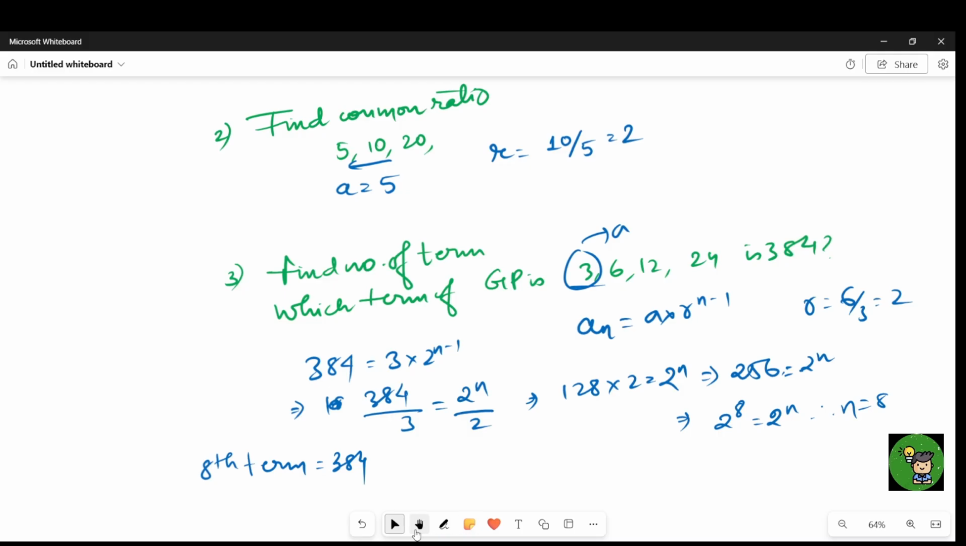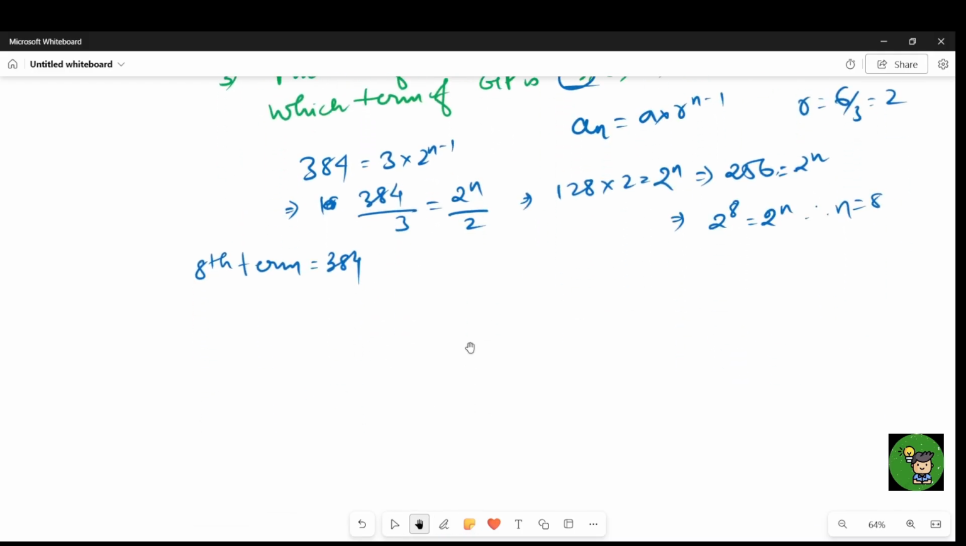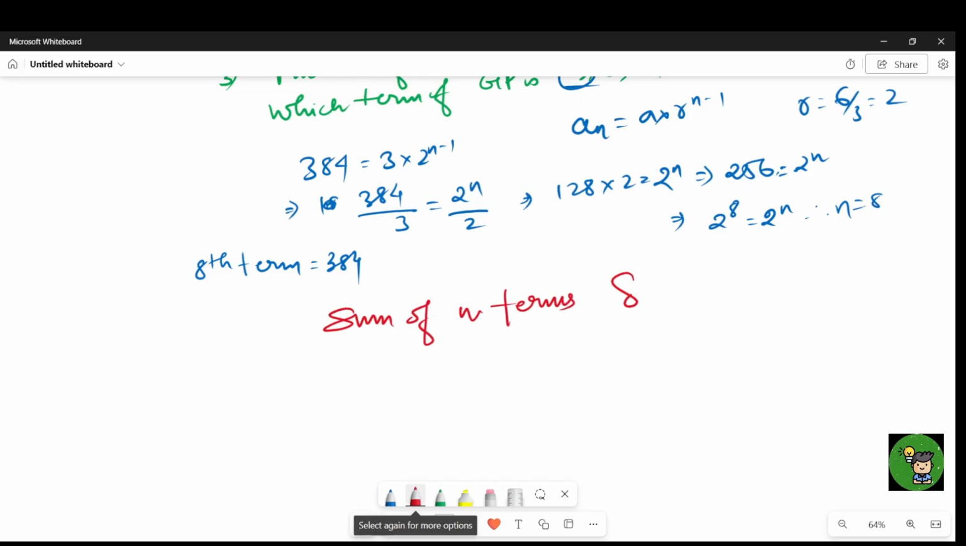So now let's find the sum of n terms. We'll do it now. What is the formula? Sn equals a into r to the power n minus 1, by r minus 1. Okay.